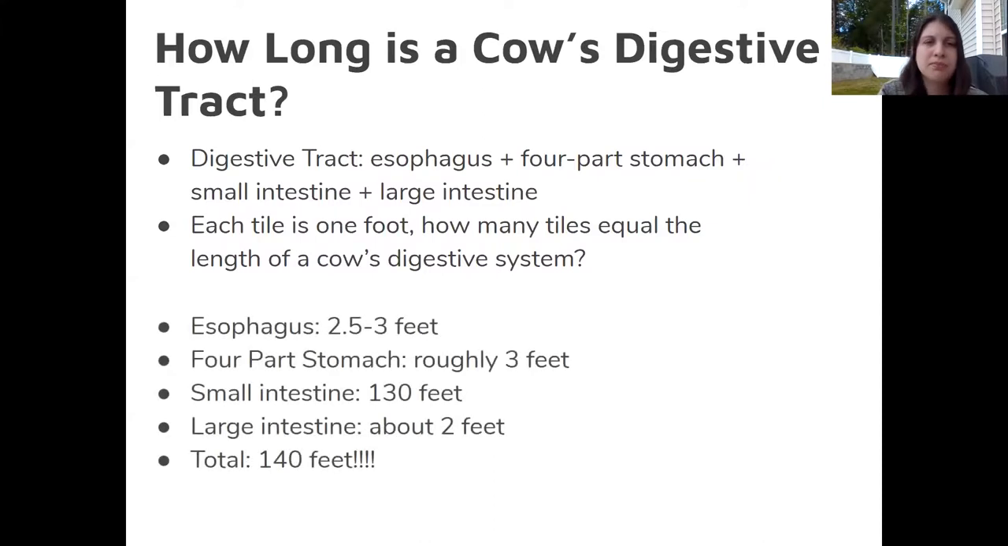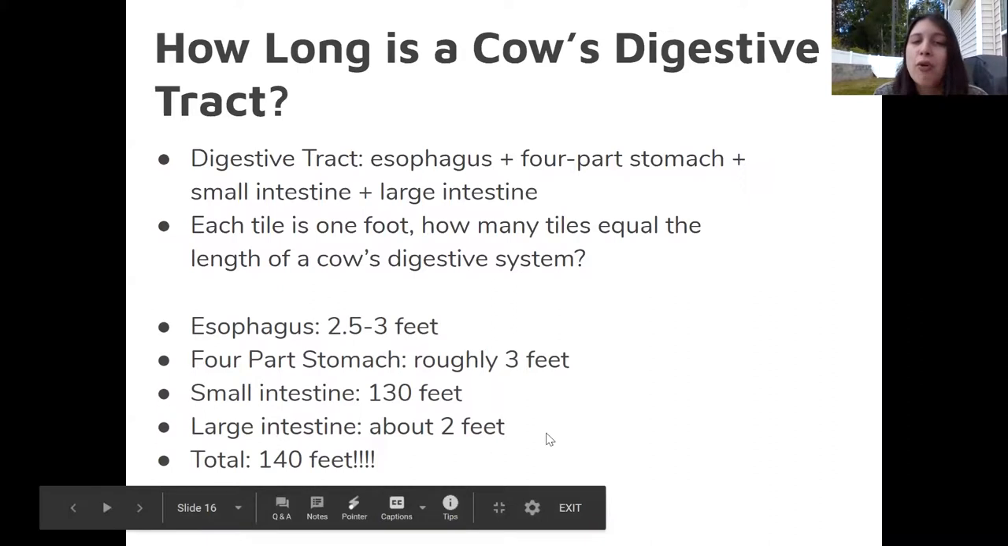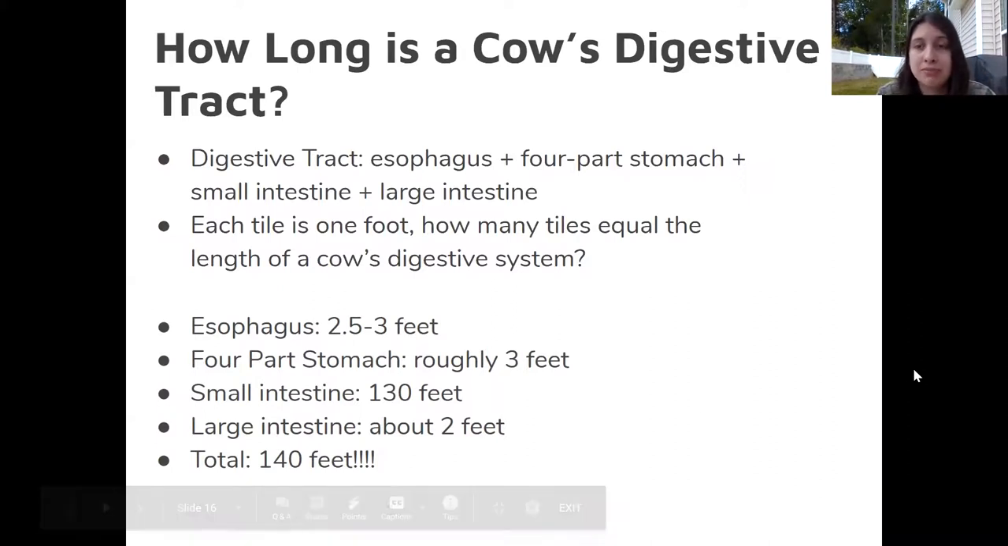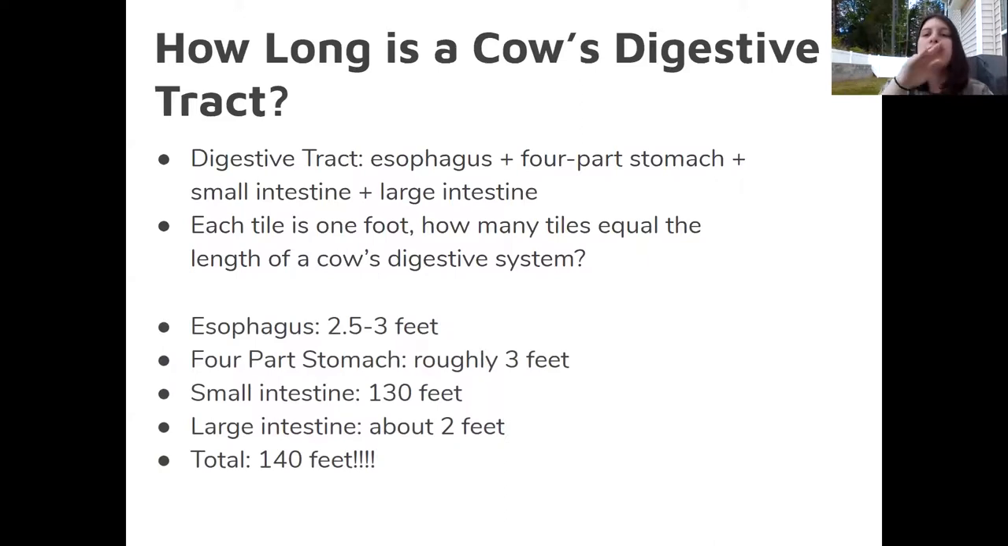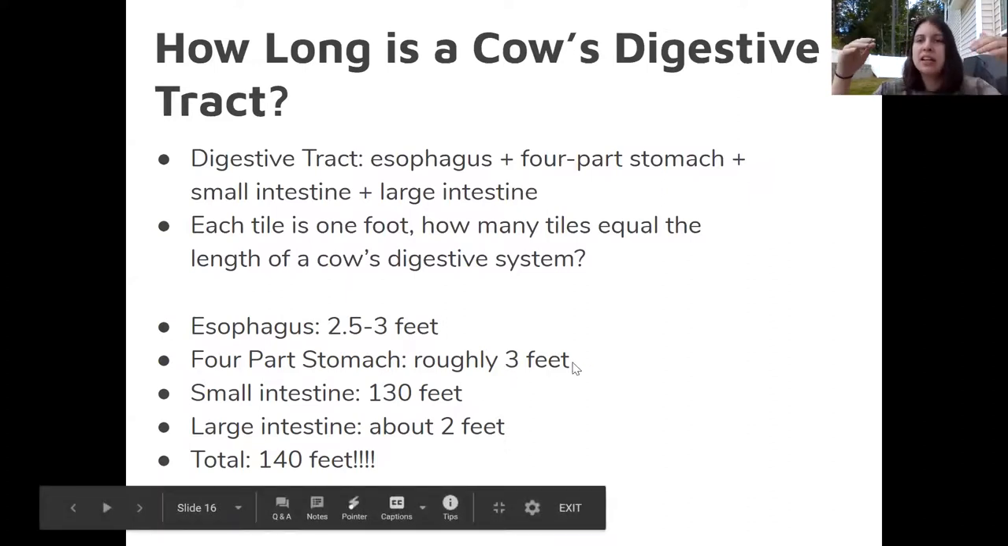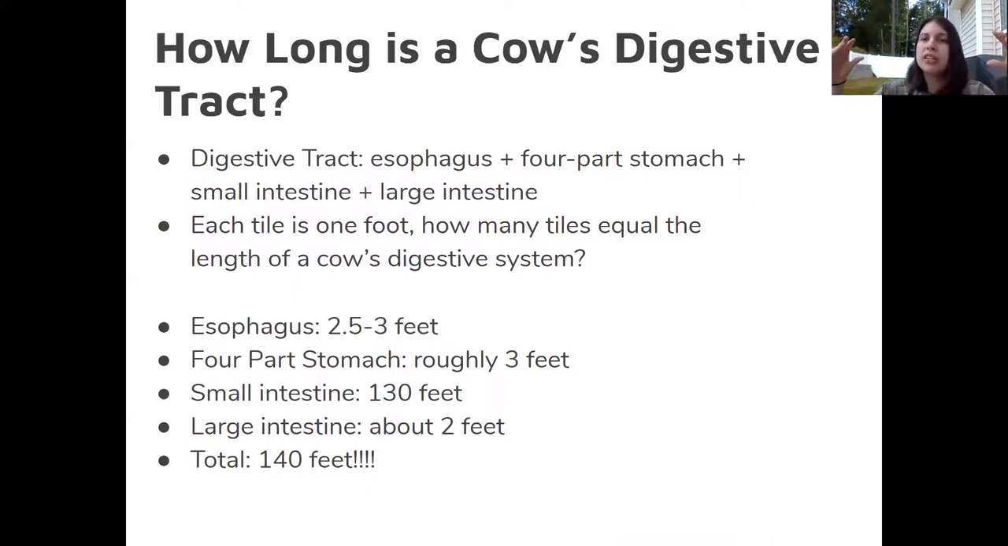So, how long is the cow's digestive tract? The cow's digestive tract from the esophagus through the four compartment stomach, the reticulum, the rumen, the omasum, and the abomasum, plus the small intestine, plus the large intestine, is 140 feet. That's crazy. If all of us lay down on the floor in class, foot to head, it would probably be the entire length of the cow's digestive system. The esophagus is 2 to 3 feet, so not super long, maybe half of our body height. The four compartment stomach is only about 3 feet because it's more circular, not really stretchy or long.